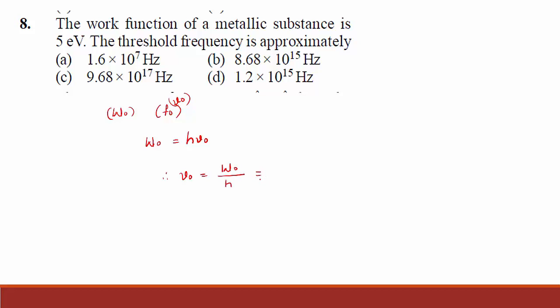W naught means here it is 5 electron volt. So convert in terms of joule, 1 electron volt means 1.6 into 10 raised to minus 19. So 5 into 1.6 into 10 raised to minus 19 divided by H. It is the value 6.625 into 10 raised to minus 34 joule second. So calculate these value. We will get 1.2 into 10 raised to 15 Hertz. The threshold frequency is approximately 1.2 into 10 raised to 15 Hertz. Option D is right.